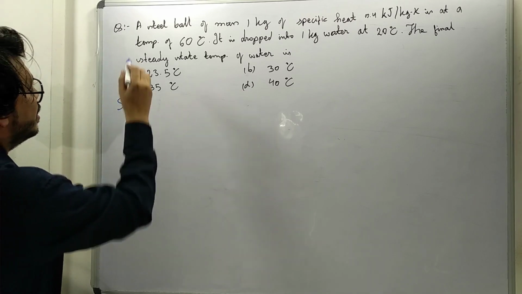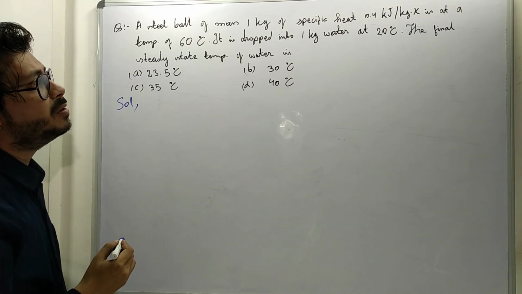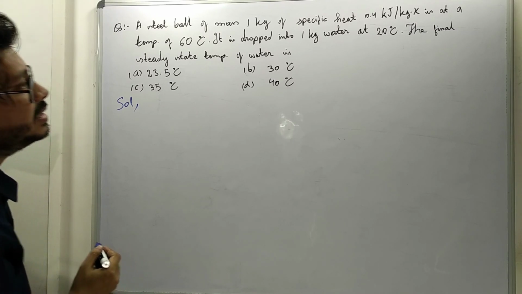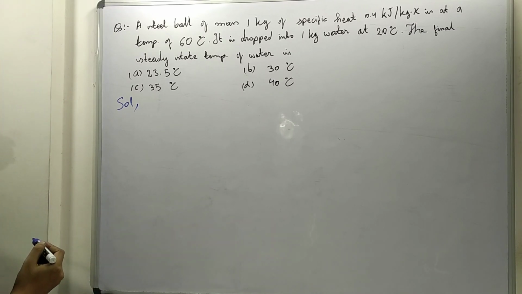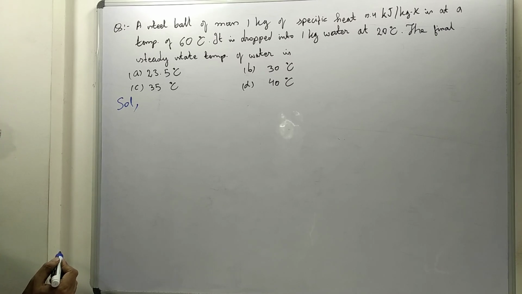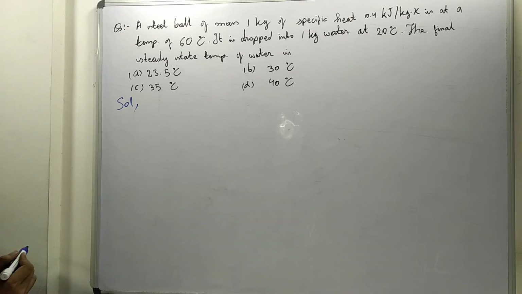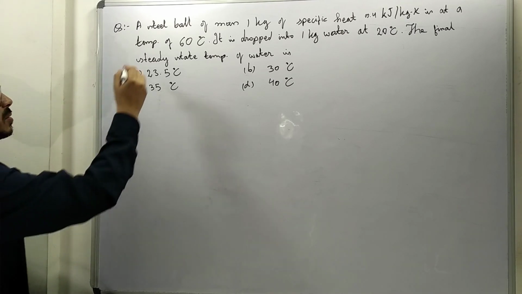A steel ball of mass 1 kg of a specific heat 0.4 kilojoule per kg Kelvin is at a temperature of 60 degrees centigrade. It is dropped into 1 kg of water at 20 degrees centigrade. The final steady state temperature of water is. So we have to find the final temperature of water. So what's given in the question?